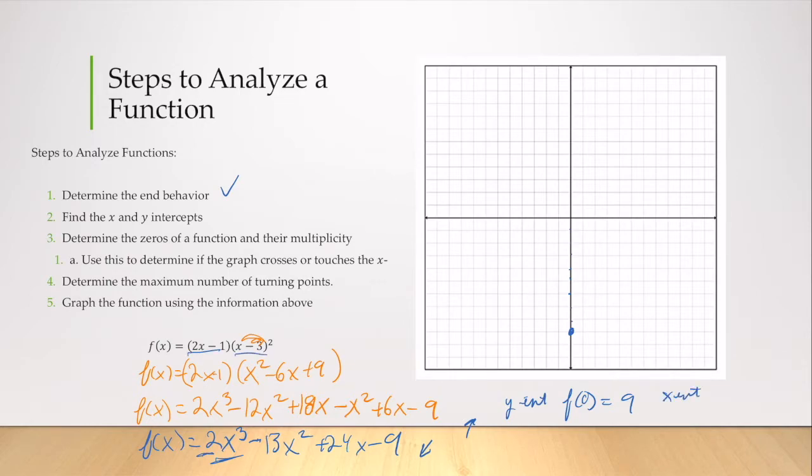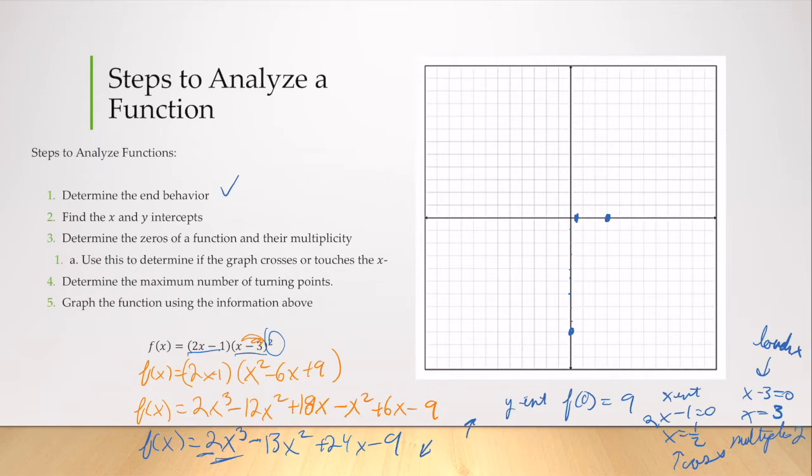I have 2x minus 1 equals 0, so that means x equals a half. And I have x minus 3 equals 0, so x equals 3. And this has a multiplicity of 2. That means my graph is just going to touch the x-axis versus cross. So I have an x value at 1/2 and at 3.